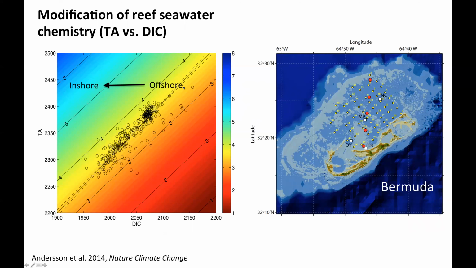As the water flows over the reef, we can see that total alkalinity and DIC are decreasing in relatively equal proportion. What's happening here is that calcification is taking up alkalinity and DIC in a ratio of 2 to 1, and organic carbon production decreases mainly just DIC.